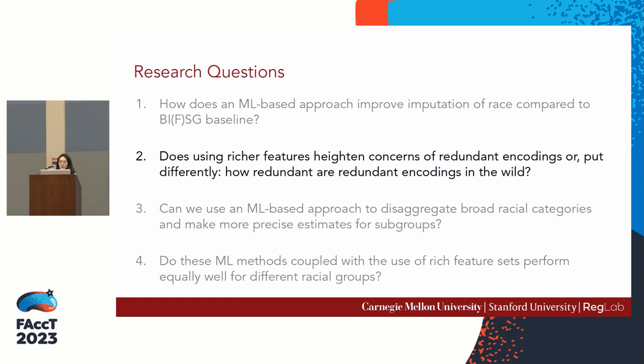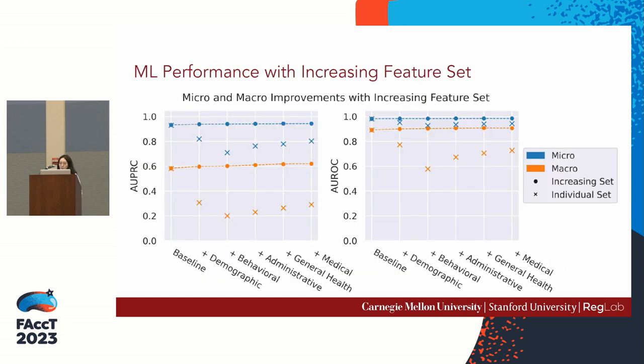Okay. So in the second question, we want to understand how redundant actually are redundant encodings in the wild. To do so, as mentioned before, we train 6 different models, starting from baseline and then gradually adding in the other features we derived from the electronic health records. So the rounded dots show the performance of the increasing sets, and then the X crosses show the performance of the individual sets. So as you can see, the dotted lines trend slightly upwards but stay relatively flat.